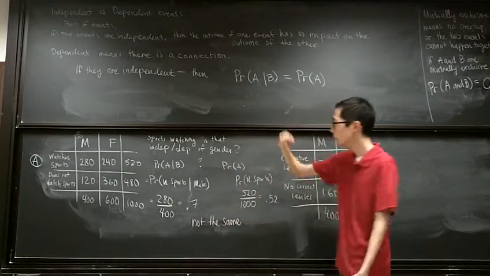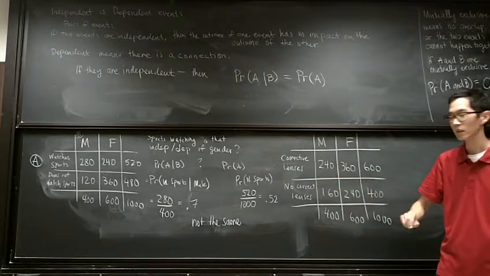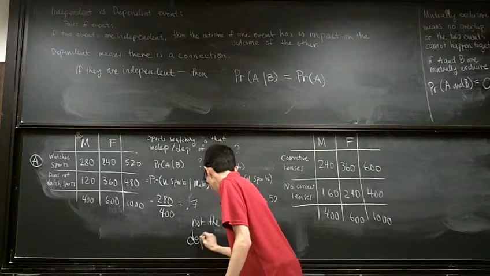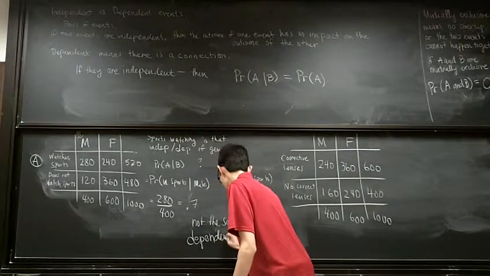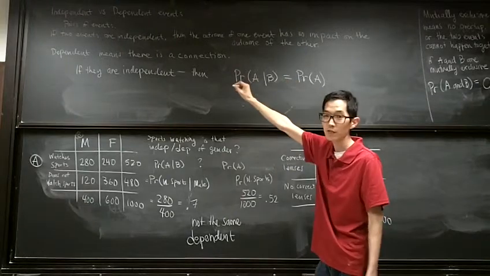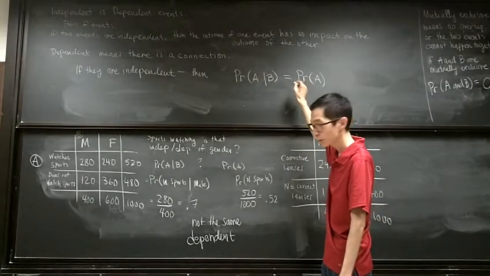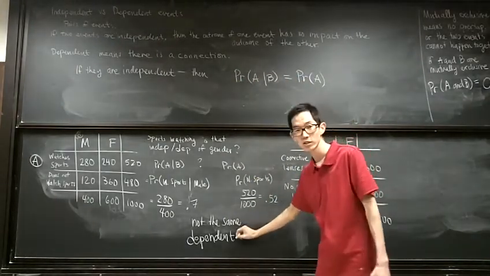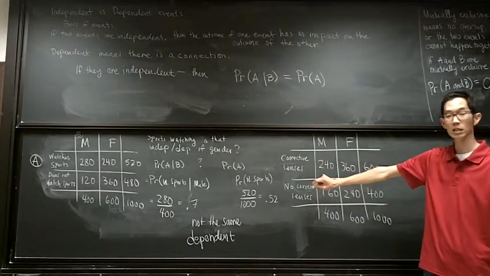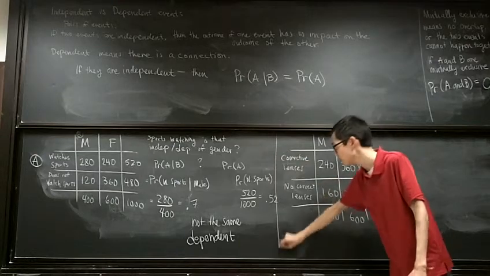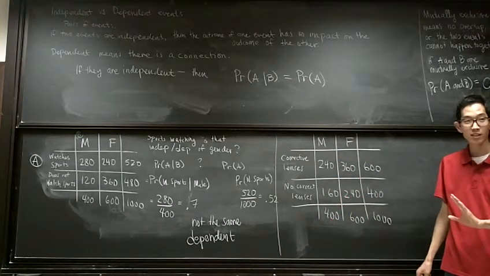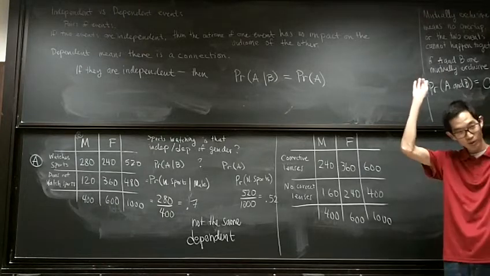So, are they independent or dependent? They are dependent. Not the same means dependent. This is only true if they are independent. If they are independent, then this is true. But this is not true, so that means they are dependent. Can we see that? I will give you guys a moment to let that sink in. And if you have questions, raise your hand.